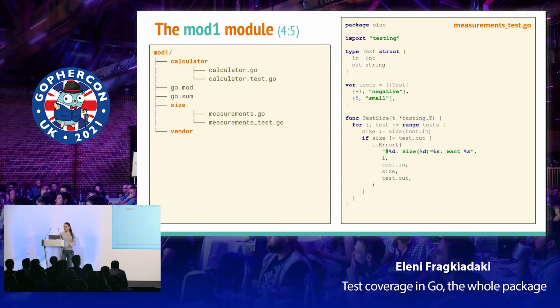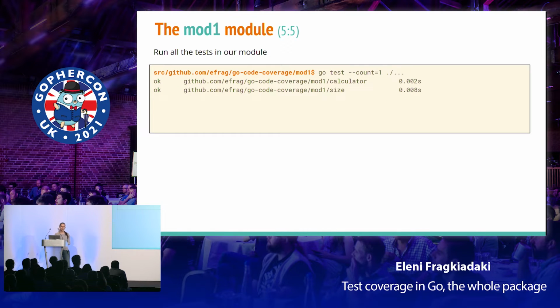Cool. So this is the example that we're going to use, the first one, and this is how we run our tests. go test --count=1 ./... to get a list of all the packages that we have in the directory. It runs the tests. It tells us that it found two packages, calculator and size. All good so far. All of our tests are passing successfully.